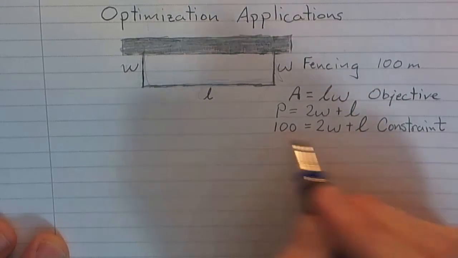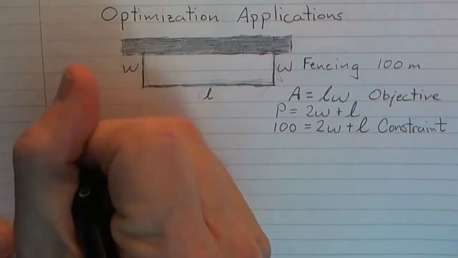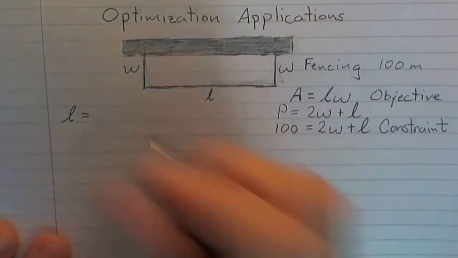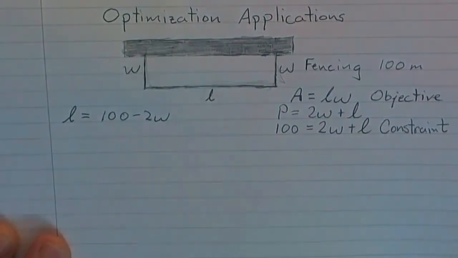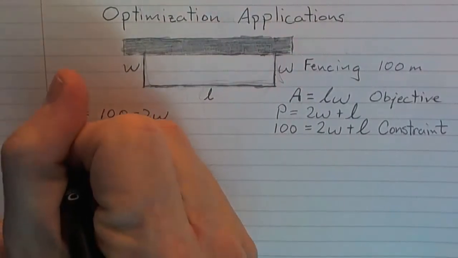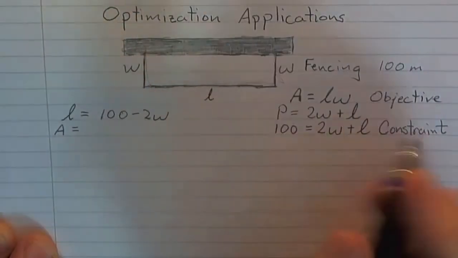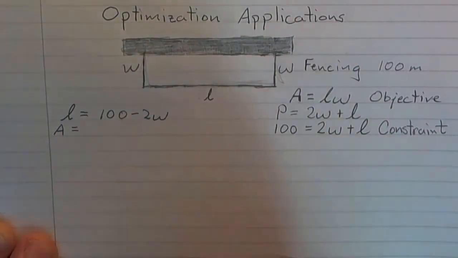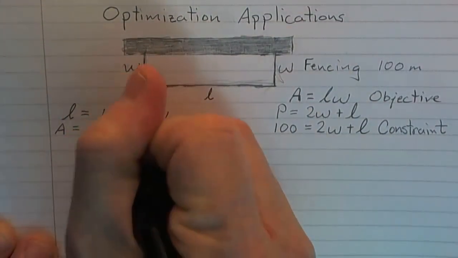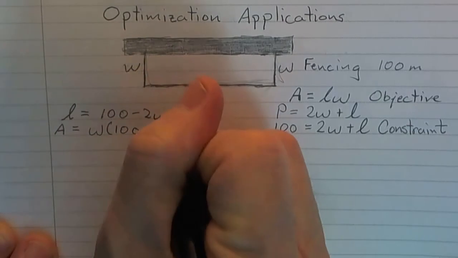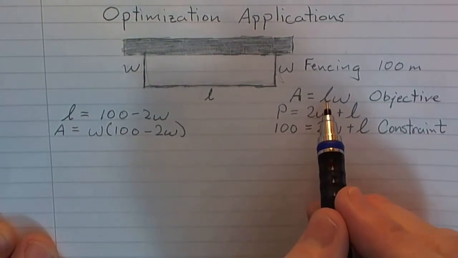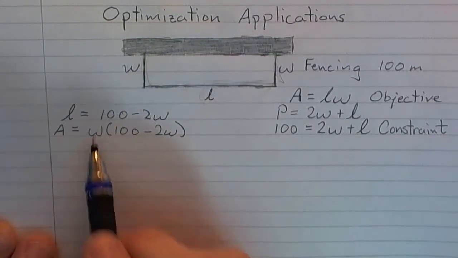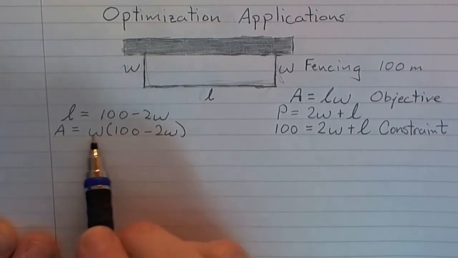I'm going to solve the constraint equation for L. And I get that L is equal to 100 minus 2W. There it is. Then I plug that into the objective function. So I've got W times 100 minus 2W. See? In place of L, I just put 100 minus 2W times W. So this is length times width.